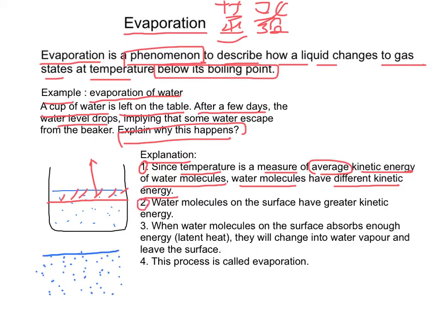Second, the water molecules on the surface. The molecules on the surface have greater kinetic energy. That means the water molecules on the surface can travel faster than those at the bottom.